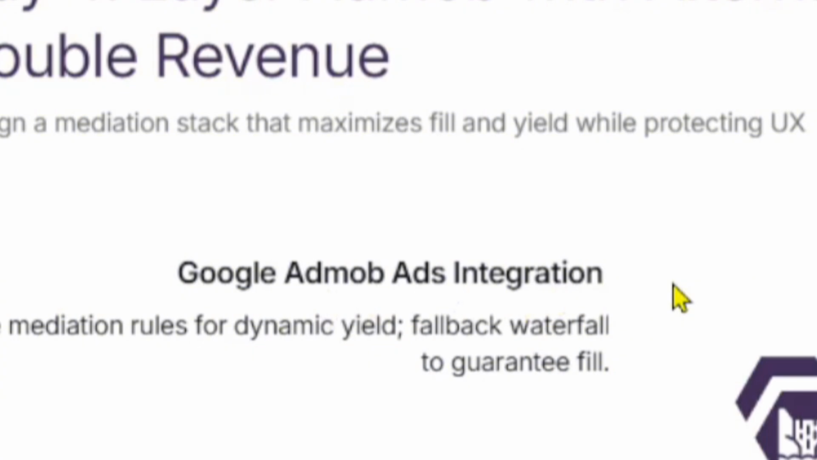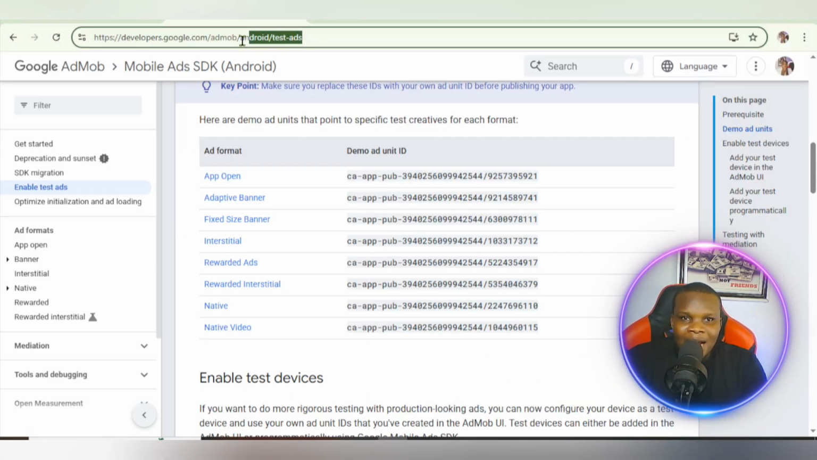How to integrate your Google AdMob. Head over to your browser and search for test ad. This is an official website for Google AdMob, with adaptive banner, interstitial, rewarded ad, native ad, and lots of them. What's the essence of adding test ads when you can go to your AdMob account, copy your ad unit templates and start showing ads?